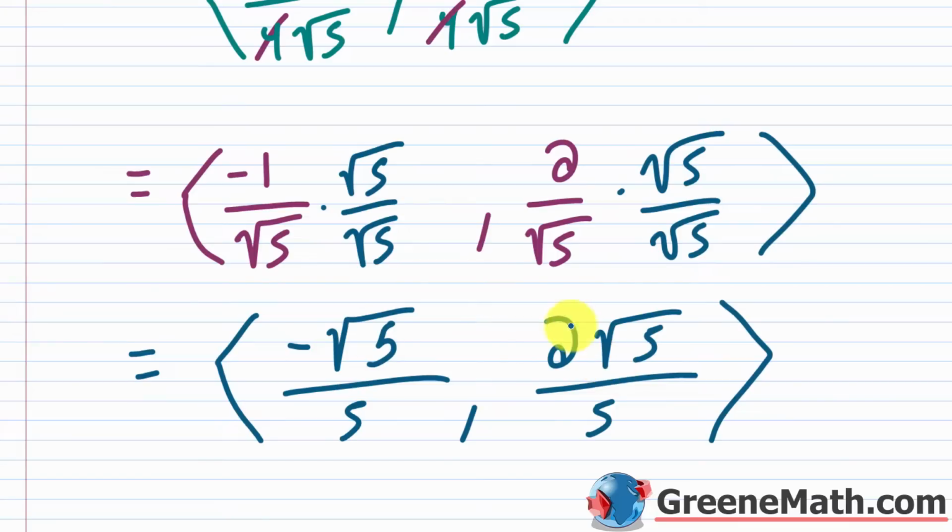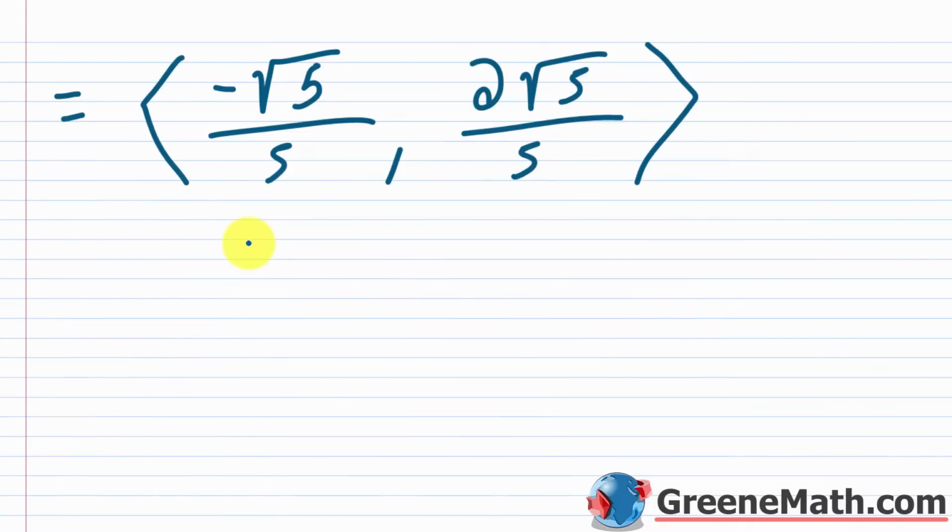Now, the way I've written it here is in component form. We were given our problem as a linear combination of the unit vectors i and j. So typically, you want to stick with the notation you were given. If you're given the problem in component form, answer in component form.